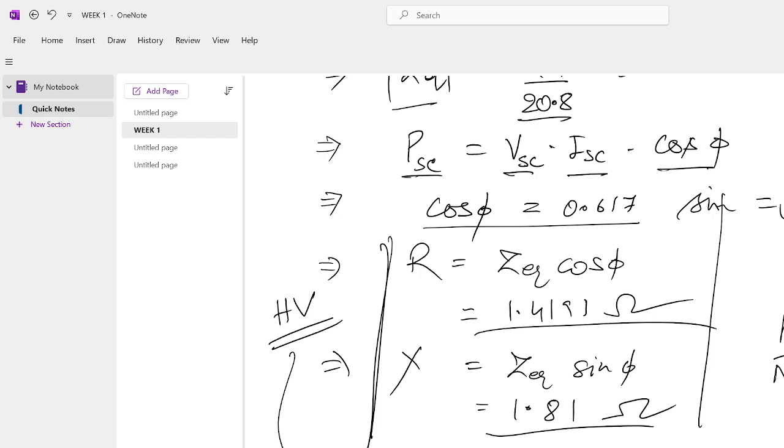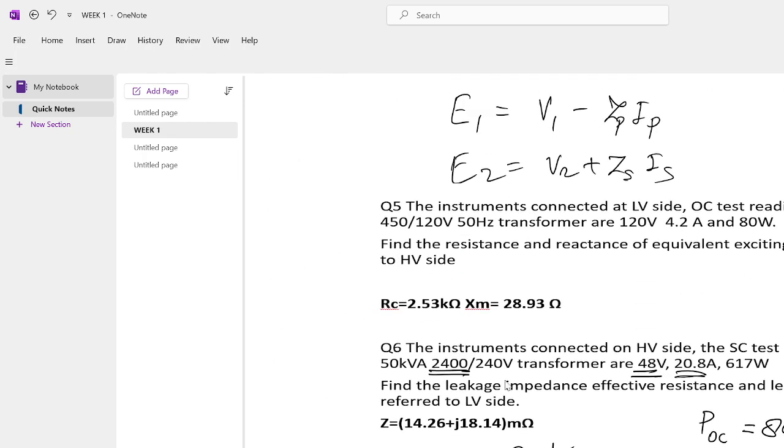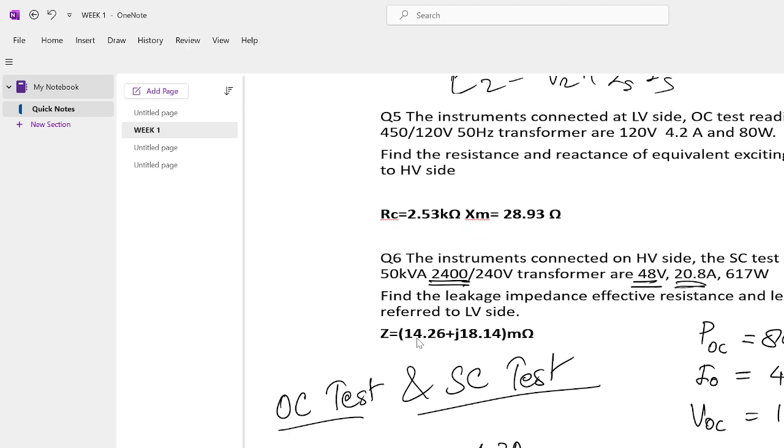R low voltage will be equal to 1.4191 divided by 10 squared. Similarly, X low voltage is equal to 1.81 upon 10 squared. So you divide by 100 and you will get, in terms of milliohms, 14.26 plus j 18.14 milliohm.